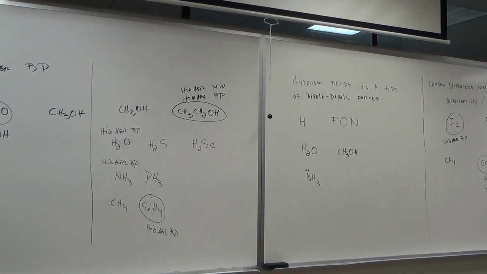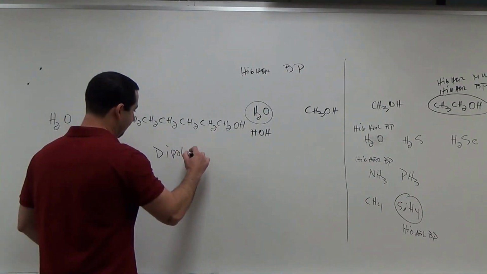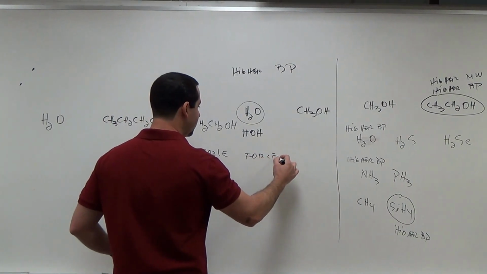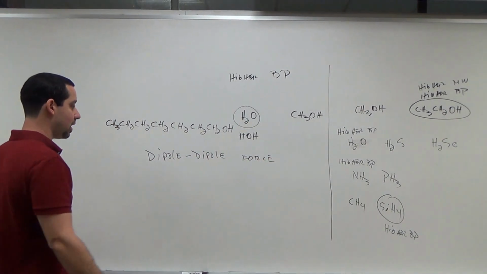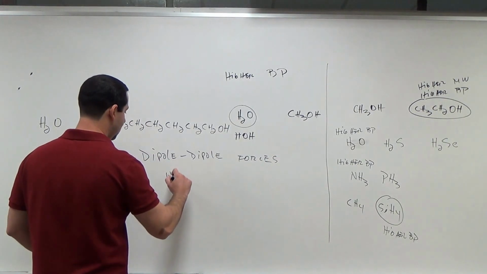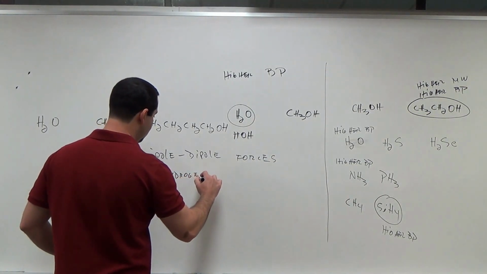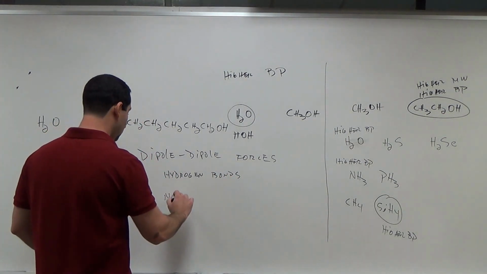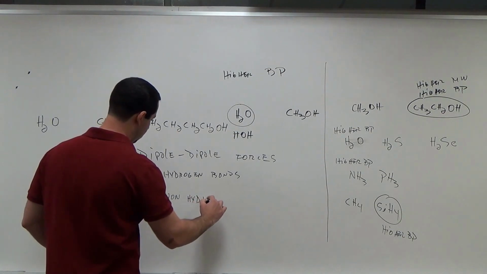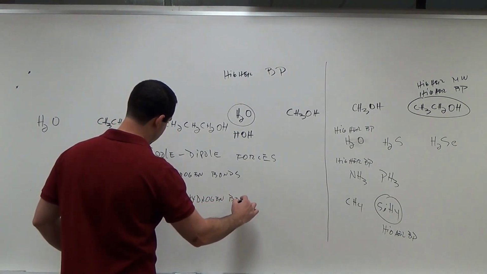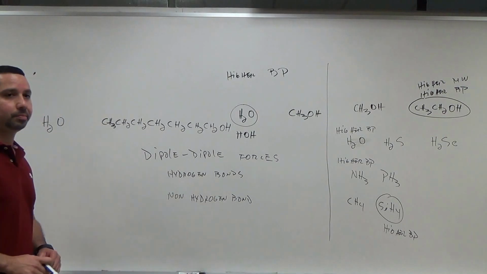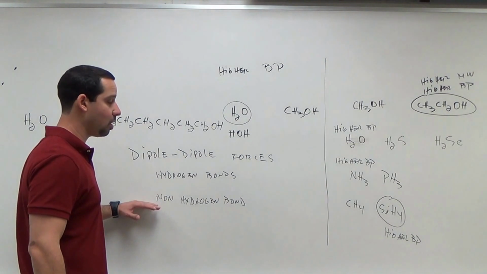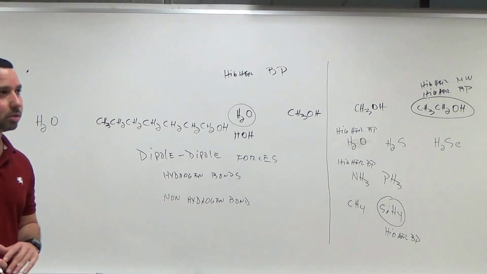So the subdivision will look like this. We are going to have dipole-dipole forces, yes? We're going to say that the strongest dipole-dipole forces are called hydrogen bonds. Okay, and then non-hydrogen bonds. So this molecule here is polar, but if it has hydrogen bonds, it will be stronger than a molecule that does not have hydrogen bonds. Okay.